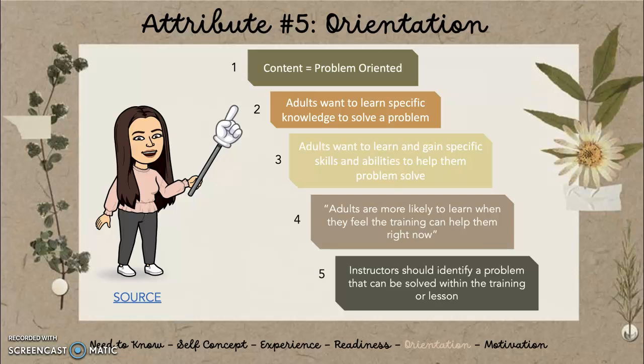The fifth principle is orientation. Orientation, or problem-oriented, is all about ensuring that the adult learner is learning specific skills and abilities to help them problem solve. Adults are more likely to learn if they feel that the training can help them right now in the present.